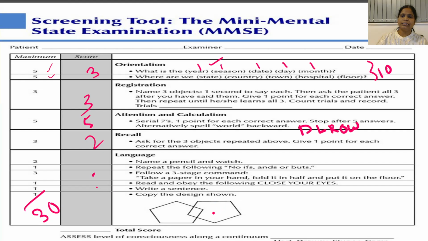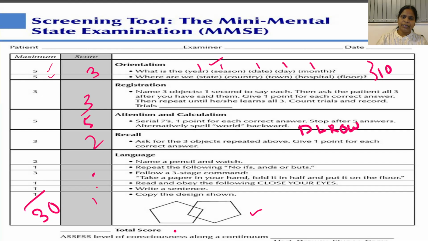The next one is, this is a pentagon which has 5 sides, 1, 2, 3, 4, 5. Two pentagons, they are intersecting. You can exactly draw this figure, give them one paper and ask them to copy the same design and show. If they do it well, then you give 1 mark. Finally, you have to calculate the total score they got, and according to that, we can evaluate the person.